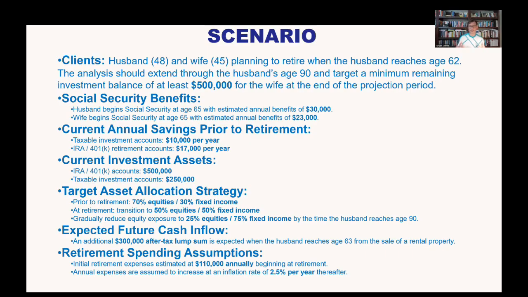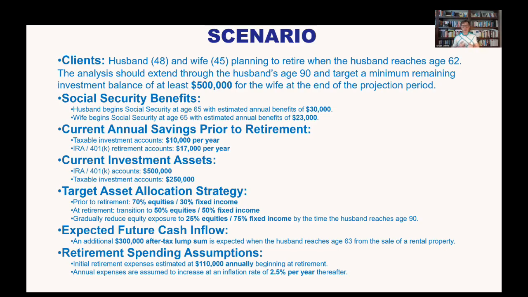For this scenario, it's a couple, husband and wife. The husband's 48, the wife is 45. They want to retire when the husband's 62, and they want to run this analysis until the age of 90 for the husband. They want to have 500K left over by the age of 90, so that if the husband lives beyond 90, as well as the wife, they have some amount left over that they can actually use. And again, it doesn't have to be 500K, it can be less or greater.